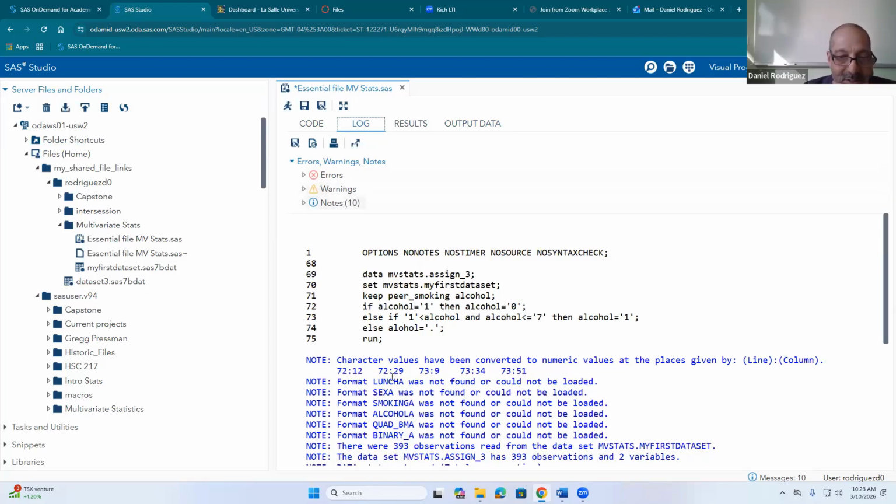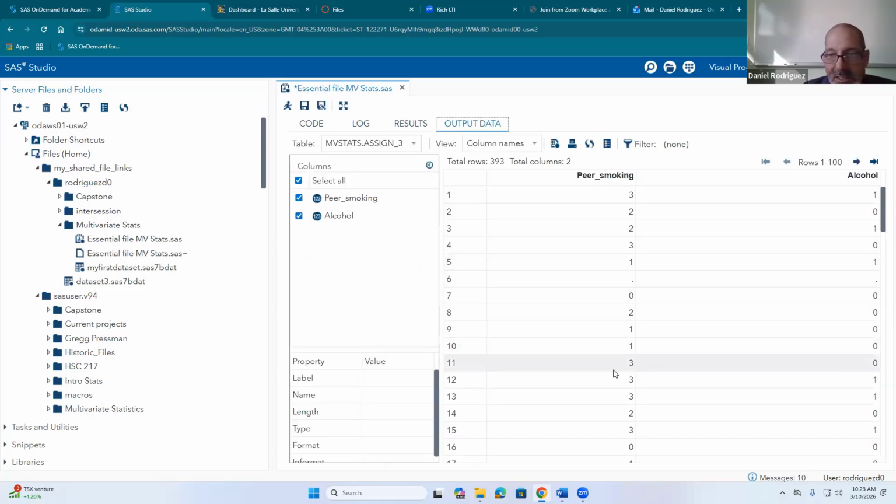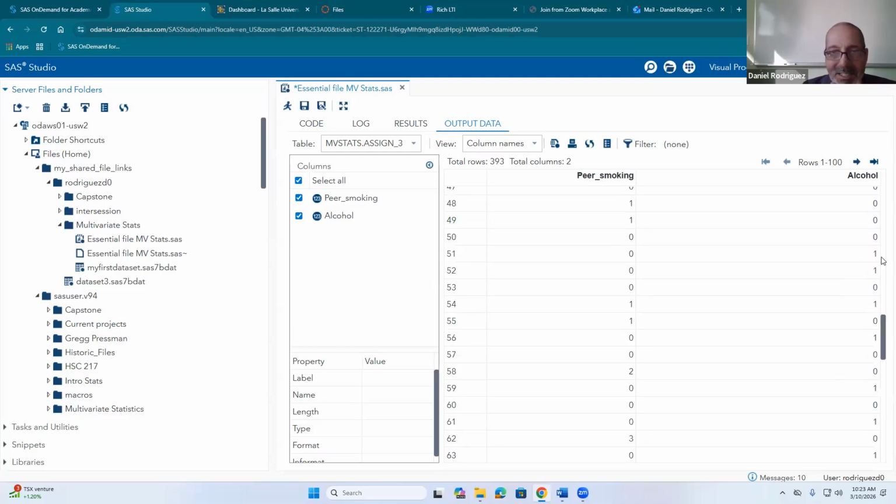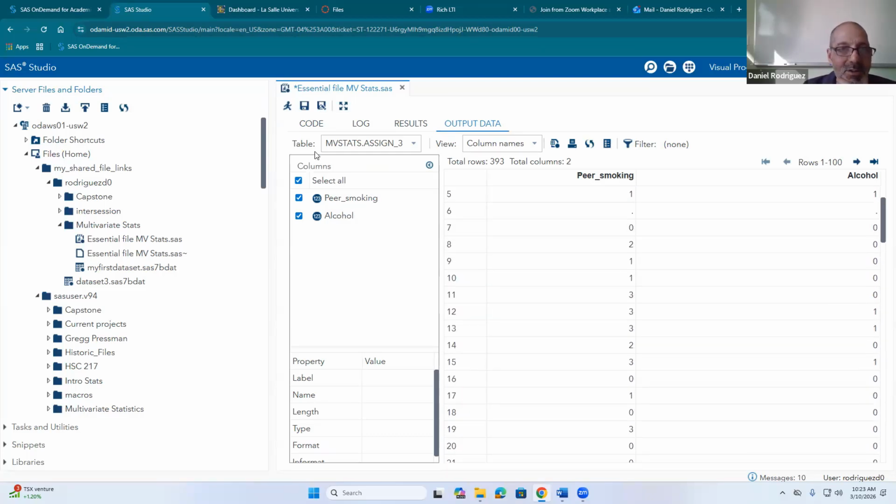No errors, some notes. It says format. Oh, yeah, I don't care about those variables right now. All right, so we have these. Oh, yeah, look at that. 0, 1, 0, 1. Woohoo. Nice. Worked. Yeah. 0, 1, 0, 1. There you go. So that worked.